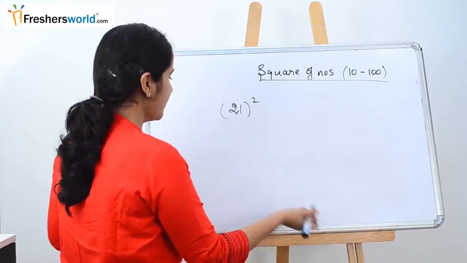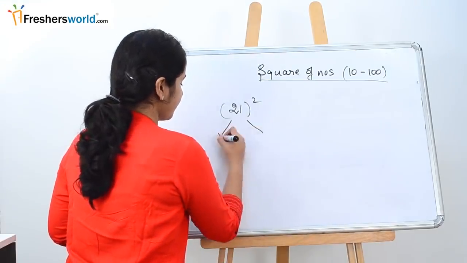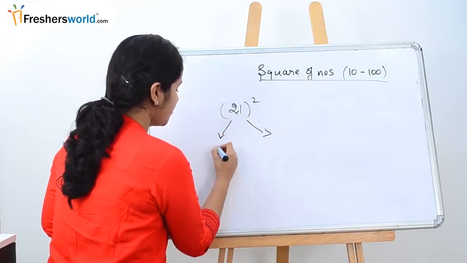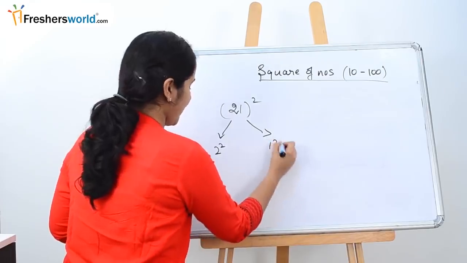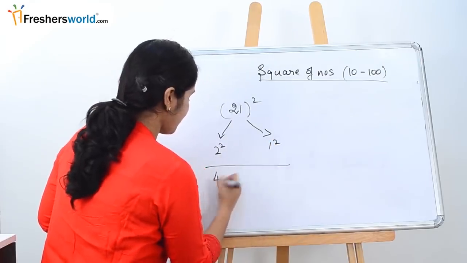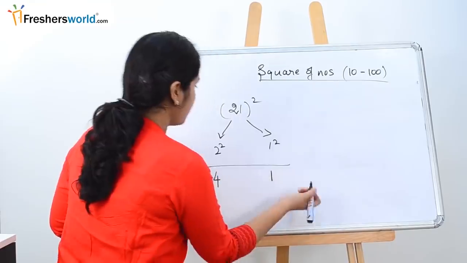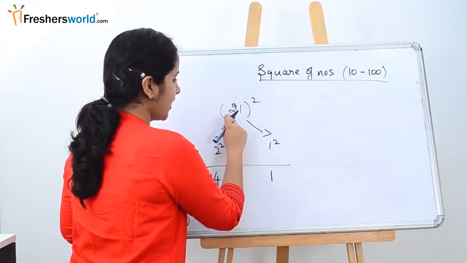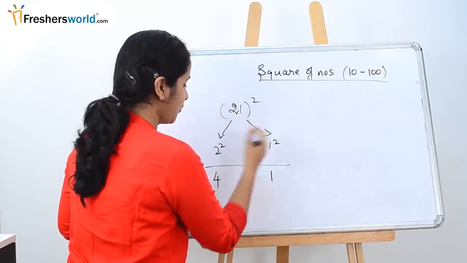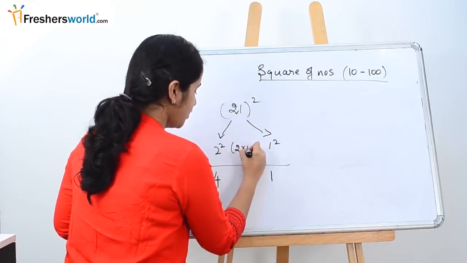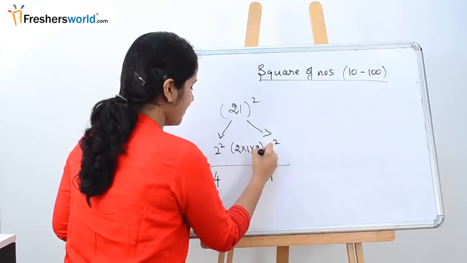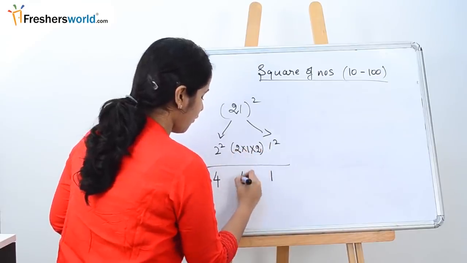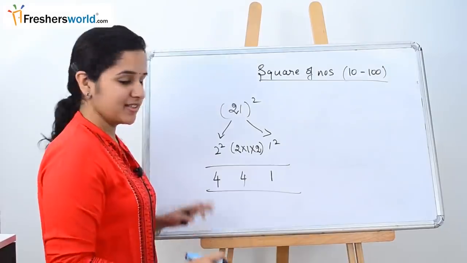How are we going to do it with this method? First we take 2 square and 1 square. 2 square is 4, and 1 square is 1. Then we multiply 2 into the next number, 1, and multiply it again by 2. So it is 2 into 1 into 2, which is 4. So we easily get the answer as 441.